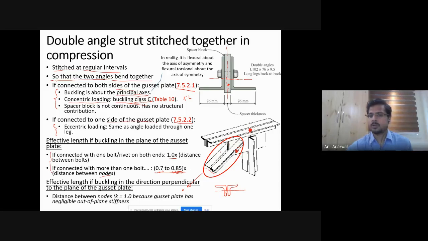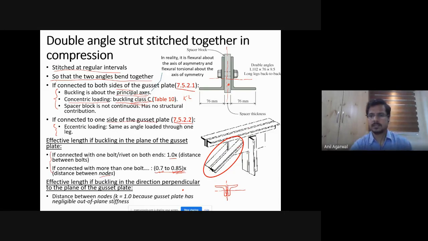But when we are talking about buckling about this axis, can you visualize what will be the buckling? This kind of a buckling will make the gusset plate bend. You understand? You agree? So when the angle wants to buckle in the out of plane direction, that is the direction which is perpendicular to the truss. The entire truss, all the members of the truss are in this plane, but this member is trying to buckle in the out of plane direction.